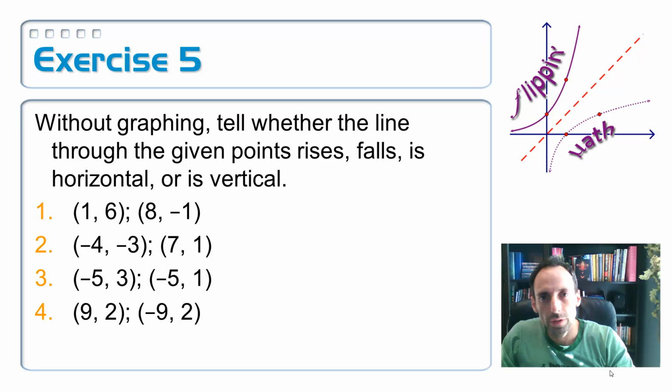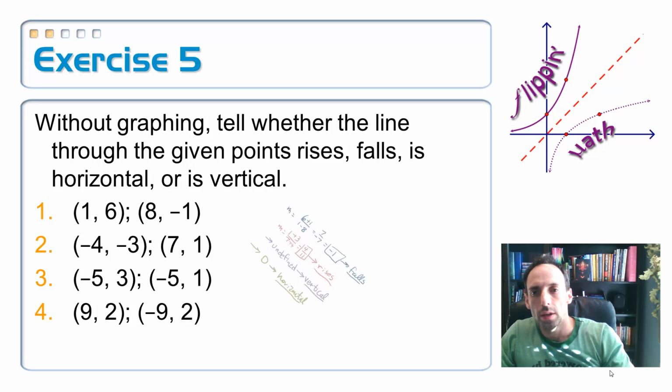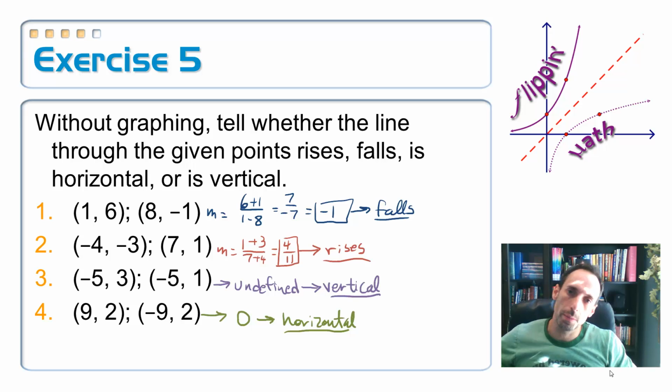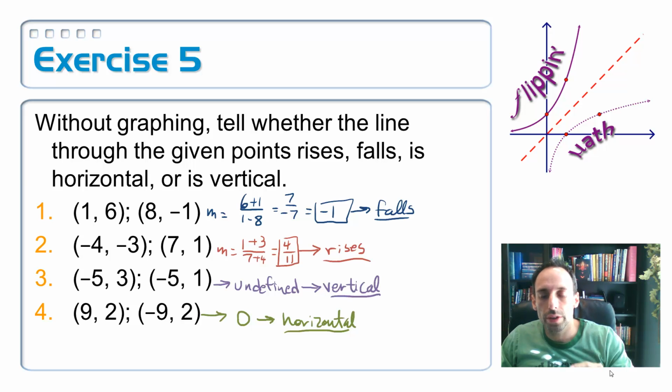But I'm wondering if you caught some shortcuts on the last two. So let's take a look at our answers here. So number 1, the slope turned out to be -1, so that means it was a falling line. Number 2, its slope was a positive number, 4/11, so it's rising from left to right. And number 3, I didn't even calculate the slope. I just looked at the points and I saw that it was undefined, so I said it was vertical. Likewise, I didn't calculate any slope on number 4. I said it was 0, which was horizontal.